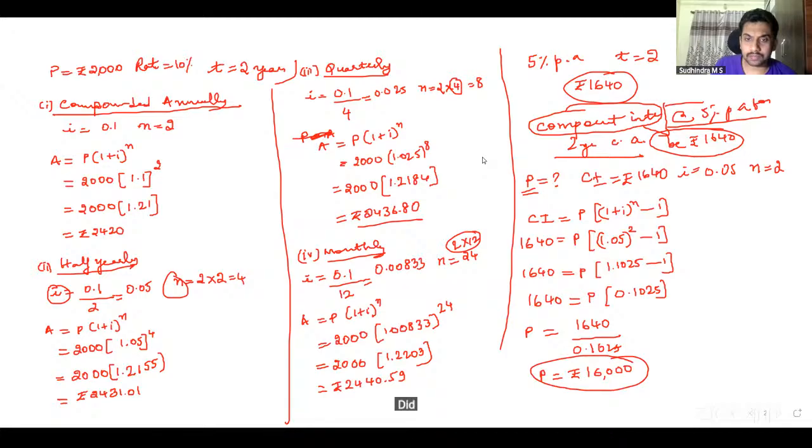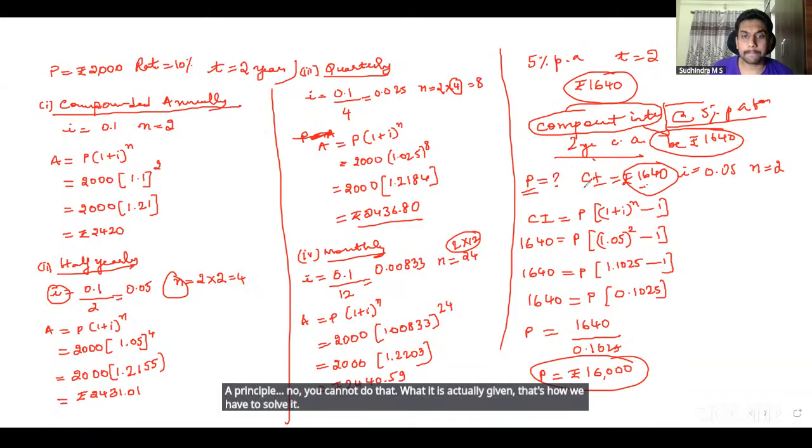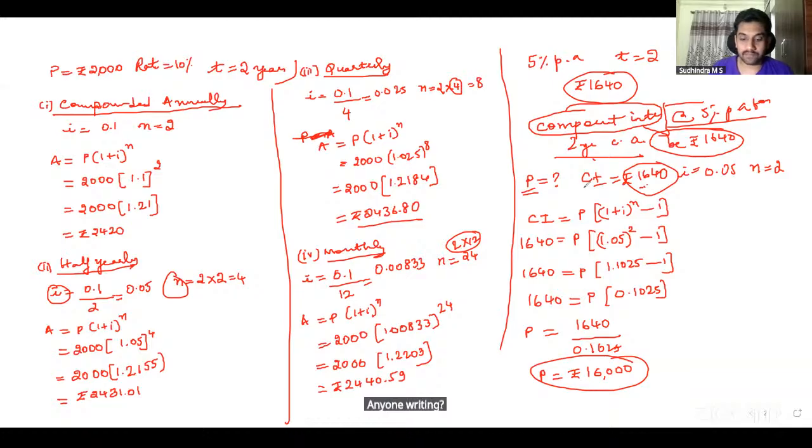Did we all get this? Yes, sir. So we have to solve it the way it is given in the question, right? We cannot presume, okay, why this is a small amount, I'll consider this as a principal. No, you cannot do that. What is actually given, that's how we have to solve it. Anyone writing? No? All completed?